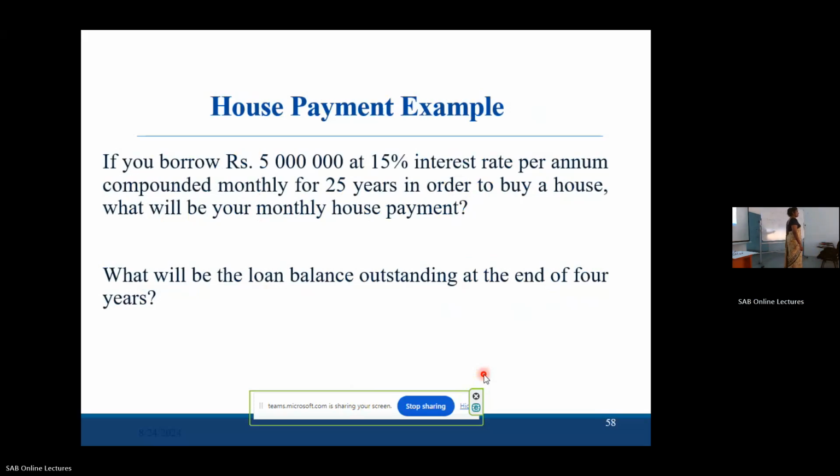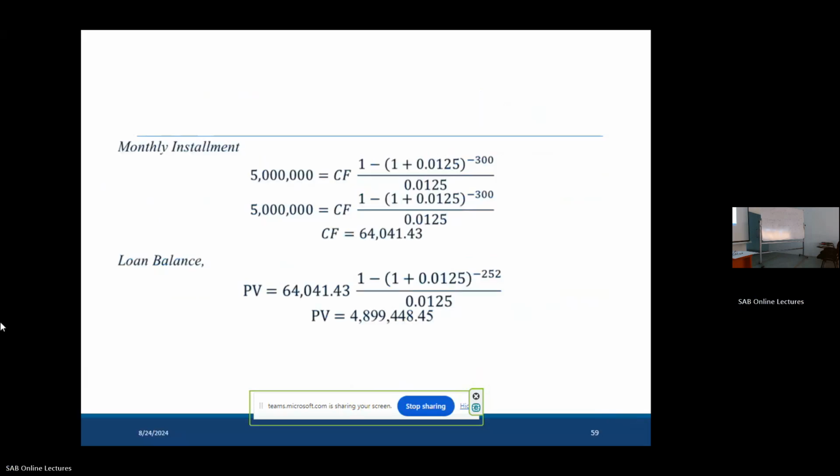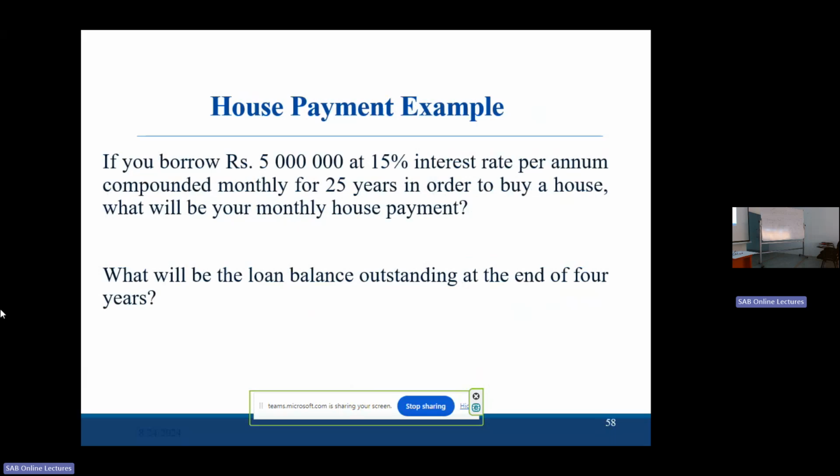So what is the answer here then? What is the monthly installment? 64,041.